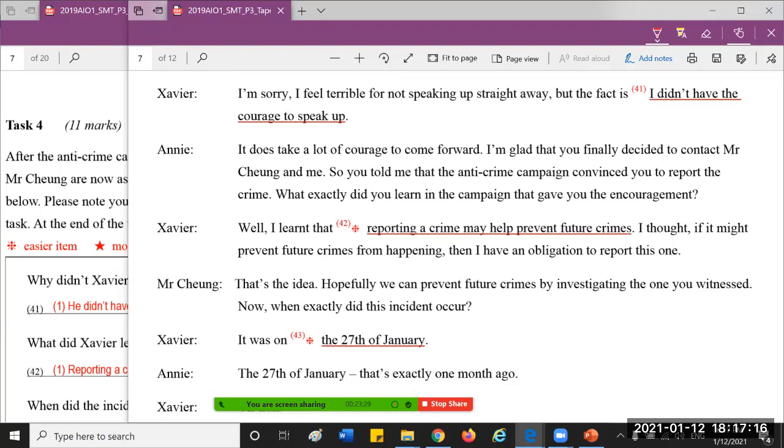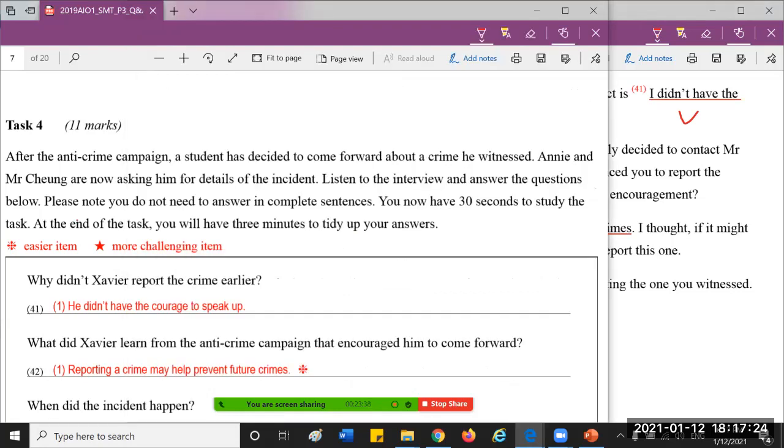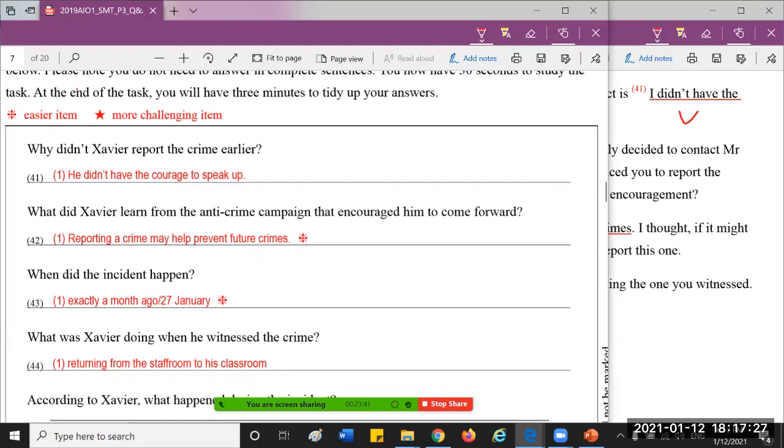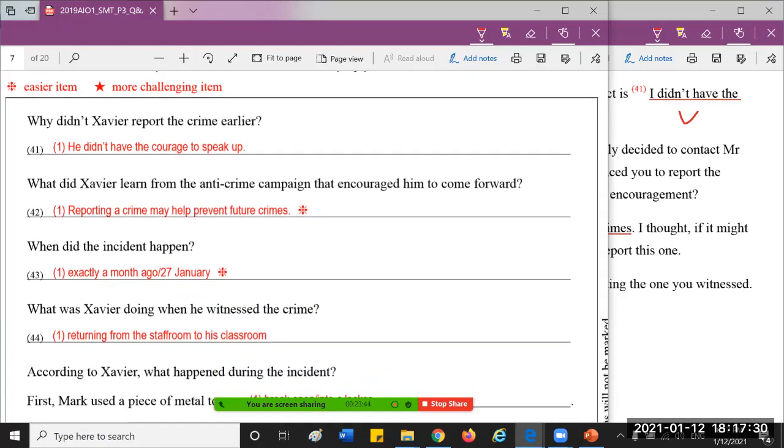Okay, I'm sorry, I feel terrible for not speaking up straight away, but the fact is I didn't have the courage to speak up. Xavier said that. Let's have a look. What's the problem? It's talking about this boy who saw a crime and he did not report the crime immediately. And then they were asking him why he didn't report the crime earlier. And the answer is he didn't have the courage to speak up. Do you know how to spell courage?